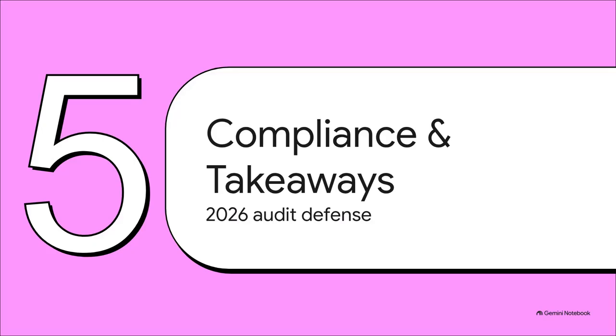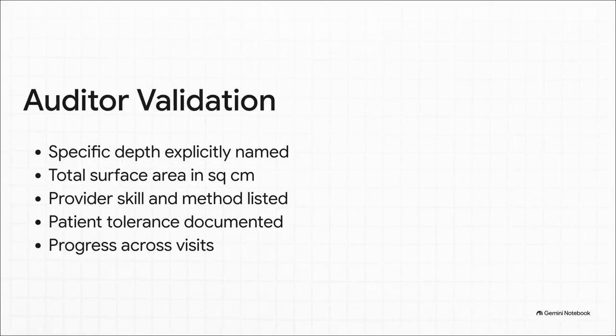Finally, let's wrap things up with Section 5, Compliance and Key Takeaways. If you want to survive a 2026 audit, your notes have to tell the full, indisputable clinical story. Auditors are going to be watching like hawks, checking that the specific depth of tissue is explicitly named. Again, absolutely no vague terms. They're going to check your math on the total surface area calculations in square centimeters. They want to see the provider's skill, the exact sharp instruments used, how the patient tolerated the procedure, and crucially, they're tracking clinical progress across multiple visits. You simply have to leave zero room for ambiguity.